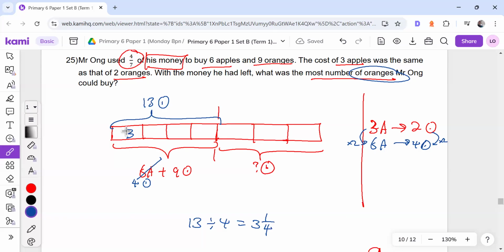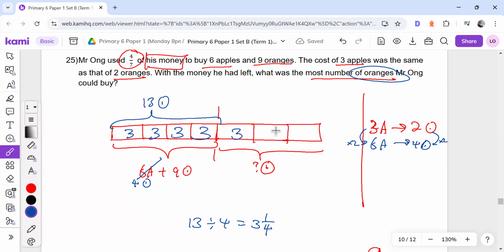You don't put 4 oranges because it's 3 and 1 quarter. So how many full oranges do you get? Only three. Three full oranges. Okay, so another three, then another three. And then how about the rest of the money?